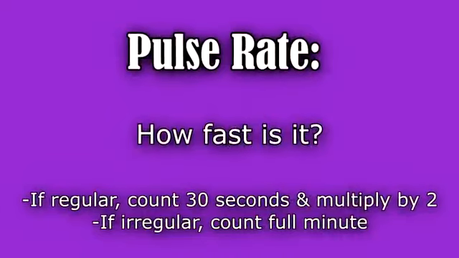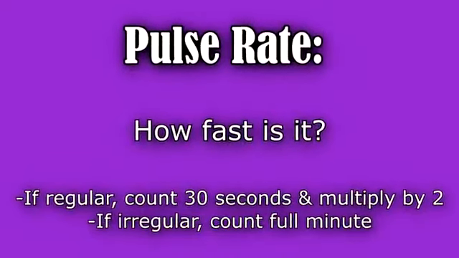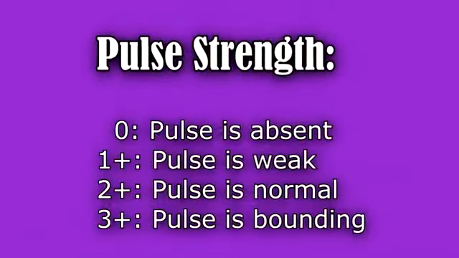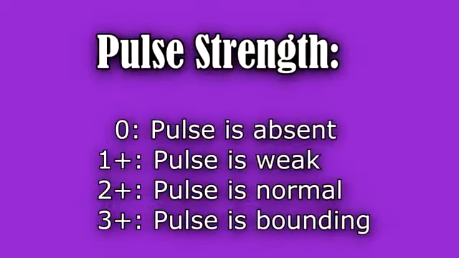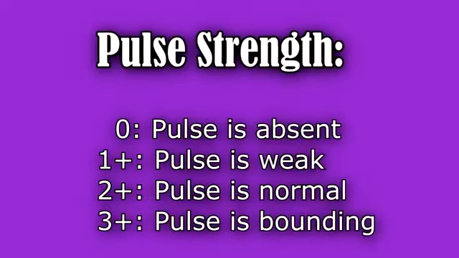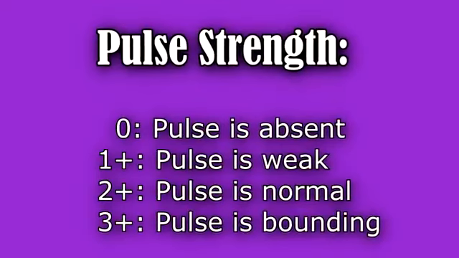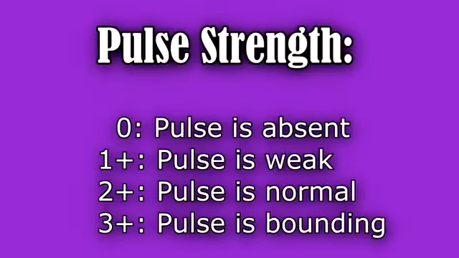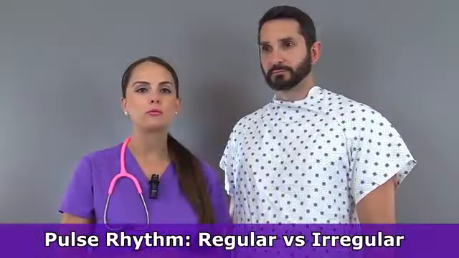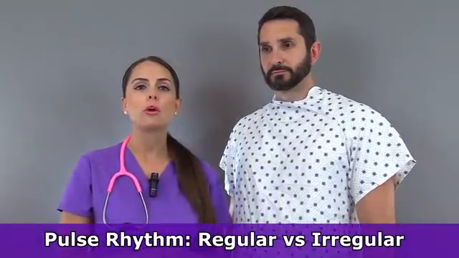One thing will be the rate, how fast is it, along with the strength, and you'll be grading it on a scale 0 to 3, with 0 being absent, 1 plus it's weak, 2 plus it's normal, and 3 plus it's bounding. And then you'll want to look at the rhythm. Is it regular or irregular?